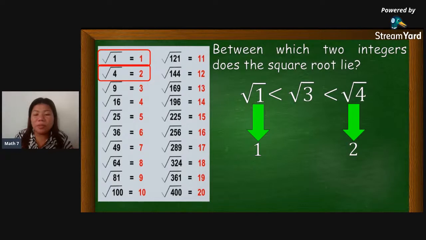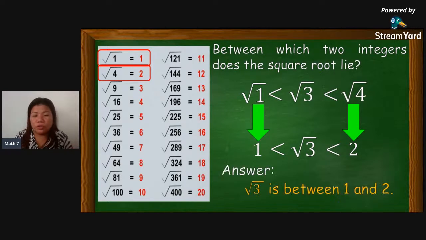Okay? So, ibig sabihin, ang square root of 3 ay, Jonalyn, turuan mo nga si Michael. Jonalyn, ang square root of 3 ay mas mataas kay 1, pero mas mababa siya kay 2. So, therefore, the answer is, square root of 3 is between 1 and 2. Ang square root of 3 ay nasa pagitan ng 1 and 2. Type next kung naintindihan.